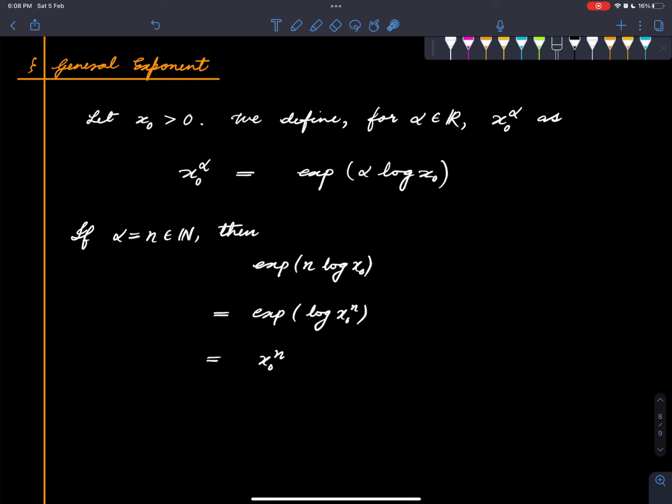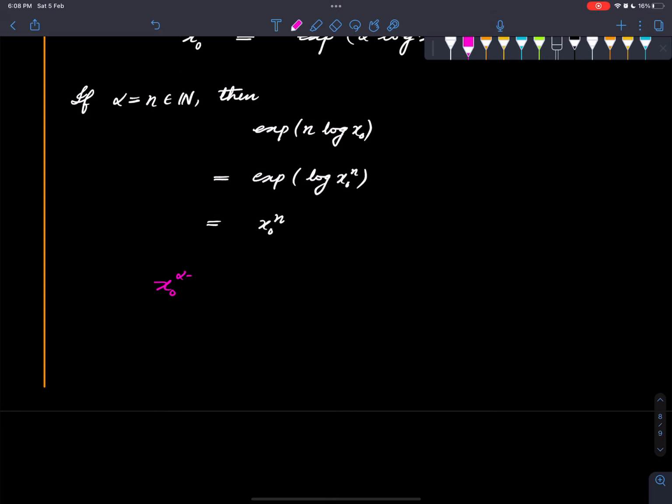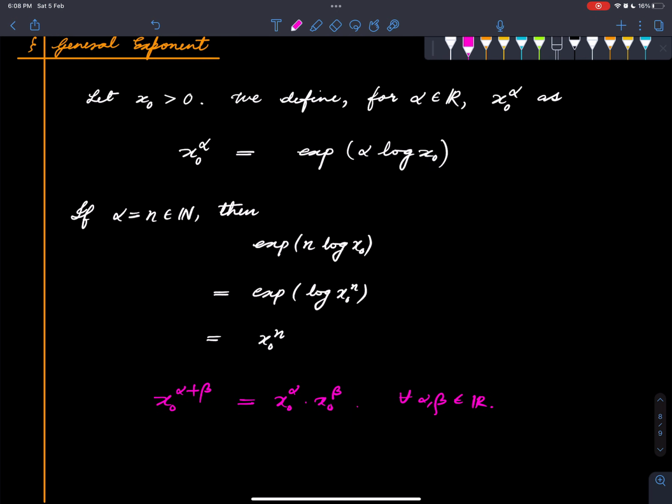We want to not just have natural numbers in the exponent. We want to have some arbitrary real numbers. So we want to also talk about things like this. That is why we have defined it this way, and this behaves very nicely. Basically, you can show things like x naught to the alpha plus beta is x naught to the alpha times x naught to the beta for all alpha, beta. So the properties of products are taken care of under this definition. This is a very nice way to define general exponents.